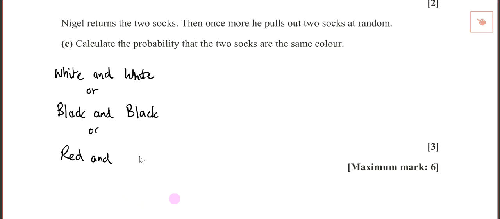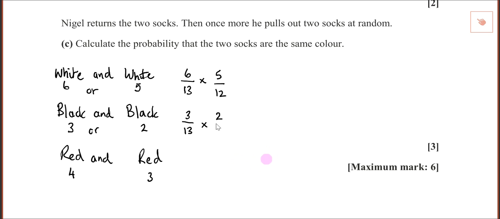So how many white socks were there? 6. So there were 6 when I pulled the first one. There'd only be 5 if I pull out a second one. Black, there is 3, but there would only be 2. Red is 4, and then there would only be 3. So we've got 6 from 13 and 5 from 12, or 3 from 13 and 2 from 12, or 4 from 13 and 3 from 12.